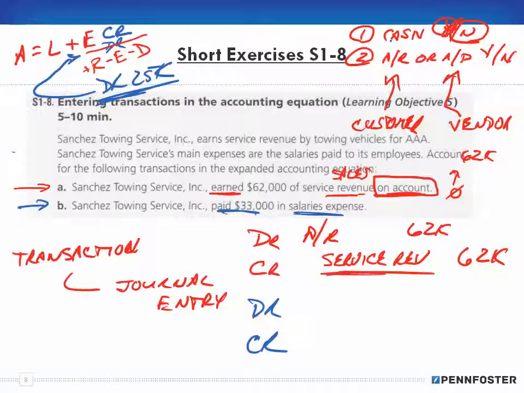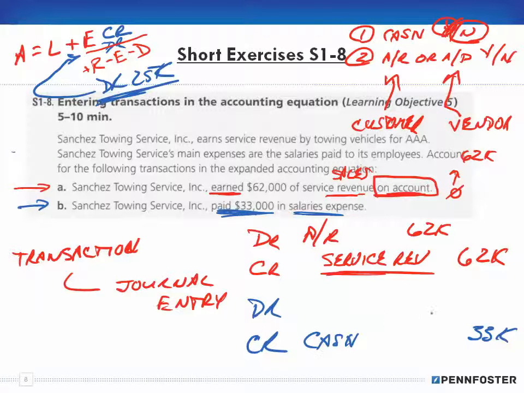Is it increasing or decreasing? Well, it's decreasing because I'm paying $33,000. Okay. Well, if cash is an asset and we increase our assets on the debit side, when we decrease it, that means we have to credit it. So our credit would be a credit to cash for $33,000.